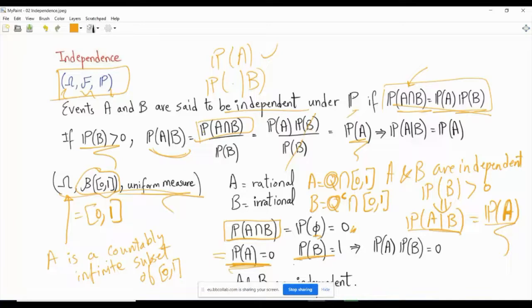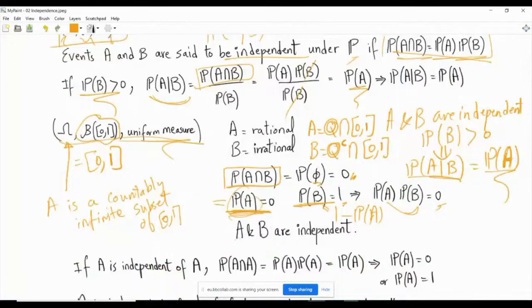Now, what about the probability of B? What about the irrational numbers? Of course, the irrational numbers are uncountably infinite. The probability of B is 1 minus the probability of A, because A and B are the complement of one another. And so the probability of B is equal to 1. So what is the product of these two probabilities? One of them is equal to 0, one of them is equal to 1, so the product of the probabilities is equal to 0. So A and B are independent. These two events here are independent. Okay?